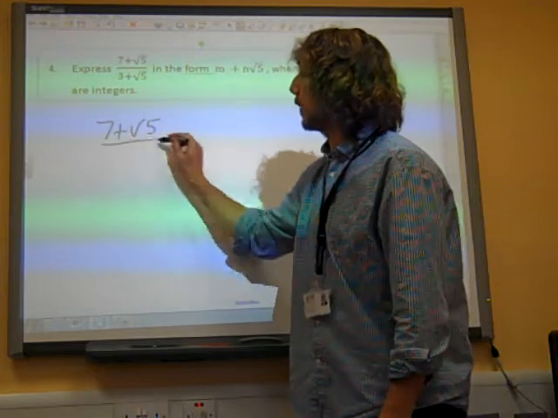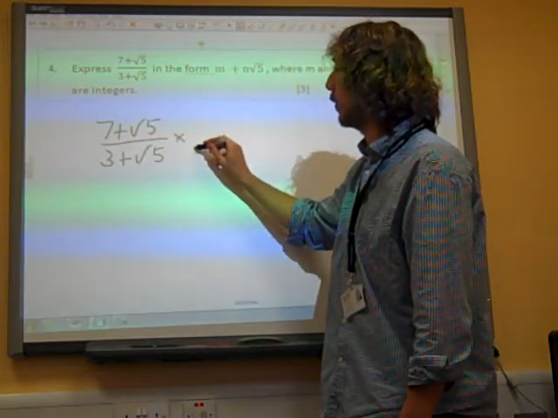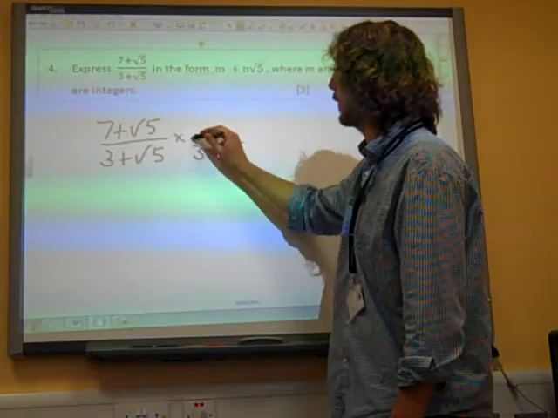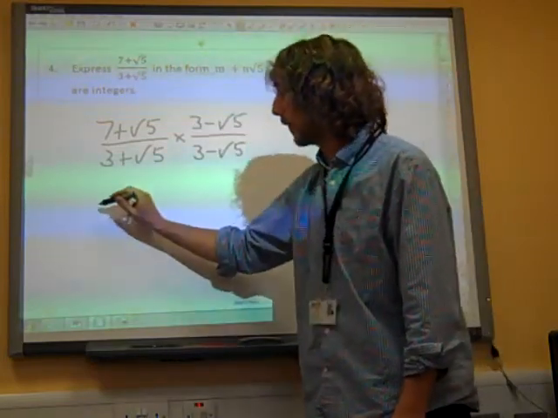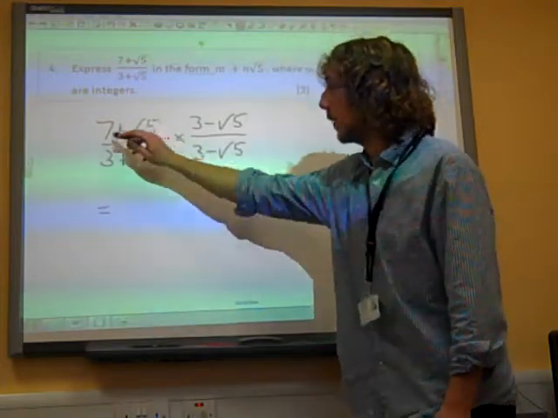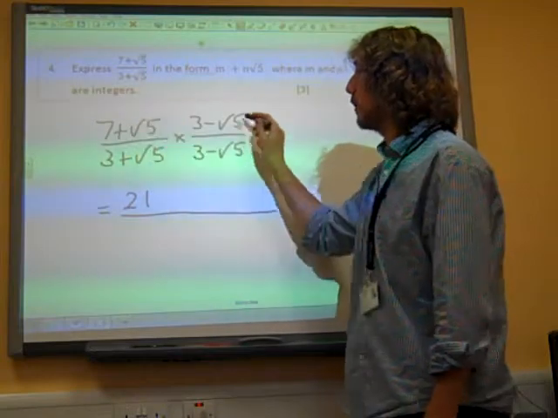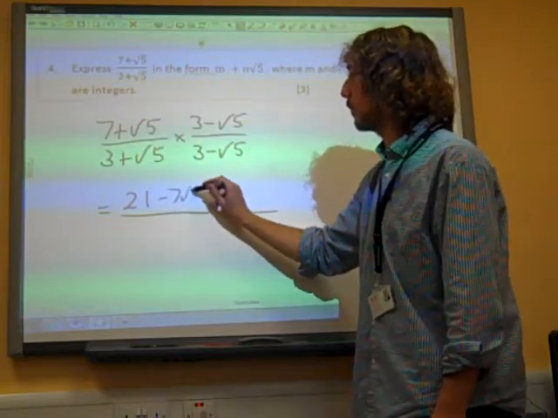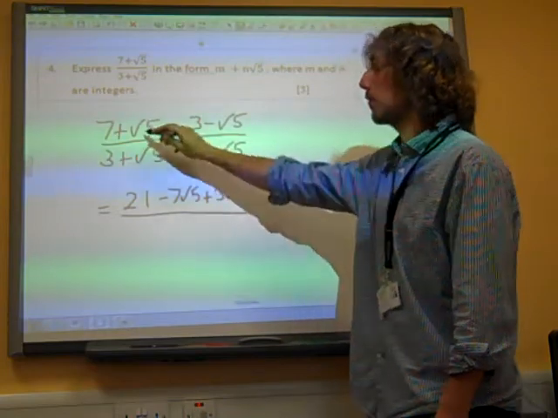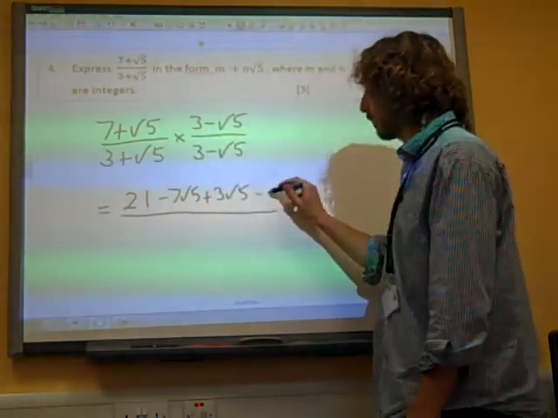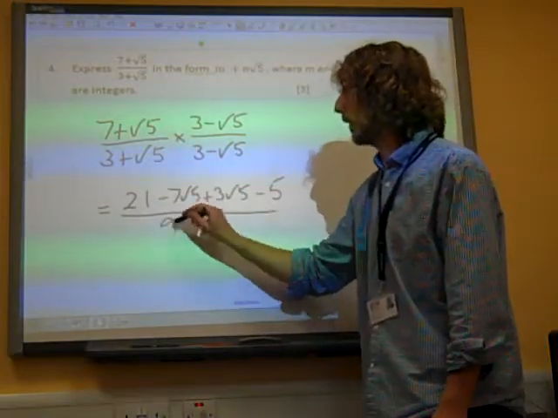We need to make sure we're multiplying this by 1, but we choose 1 to be in the form of 3 minus root 5 over 3 minus root 5. If we carefully multiply out what we've got, 7 3's, we've got 21, minus 7 root 5, plus 3 root 5, and root 5 times minus root 5 gives us minus 5 at the end. On the bottom line we've got 3 3's and 9.